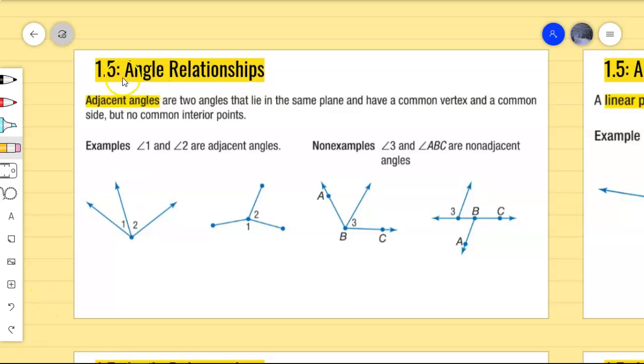In lesson 1.5, we're going to be talking about angle relationships. In the previous lesson, you learned about angle measure and how we can add two angles to get a third angle, and how we can even subtract angles. Now we're going to talk about relationships that exist between these angles.